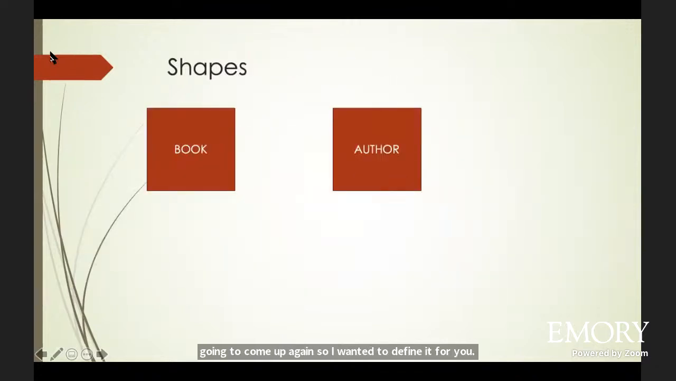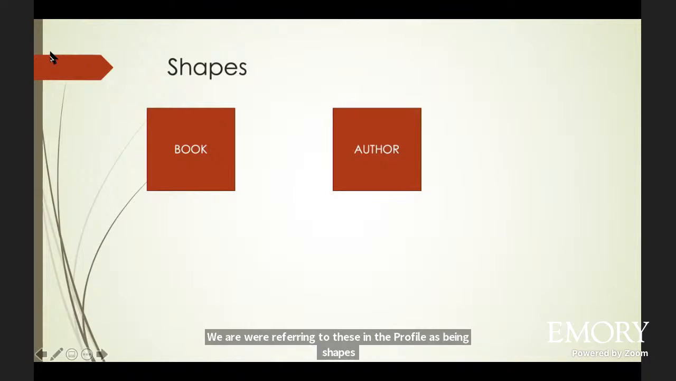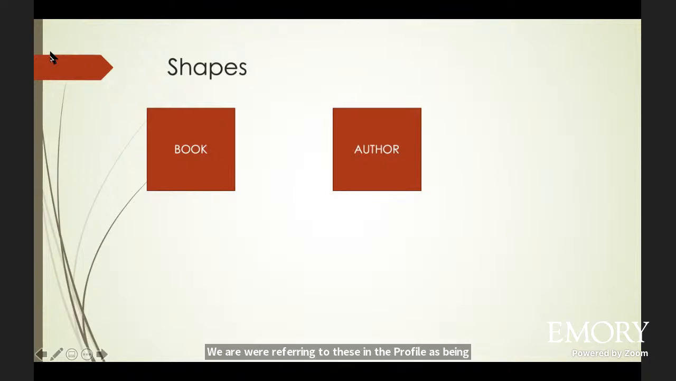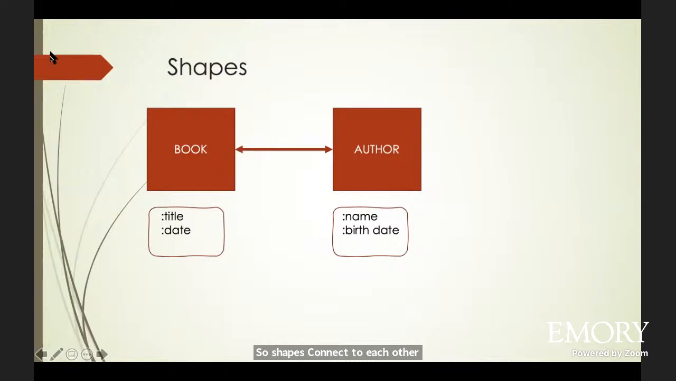The other thing is that we're quite aware that in many cases, if not most cases, people's metadata has more than one thing that's being described. Again, usually people call these entities. We are referring to these in the profile as being shapes, which also resonates with the RDF terminology. So shapes connect to each other, and each has its own properties, its own things that describe the shape.